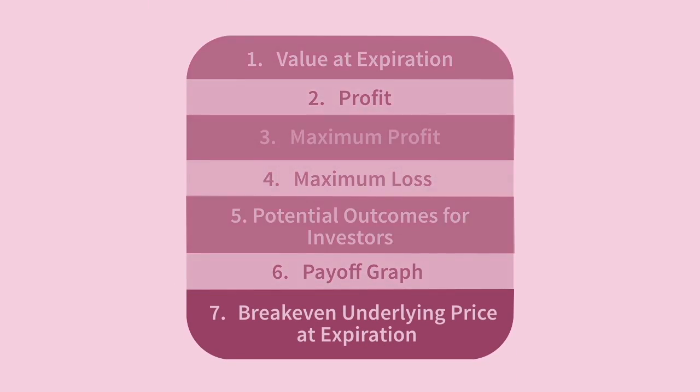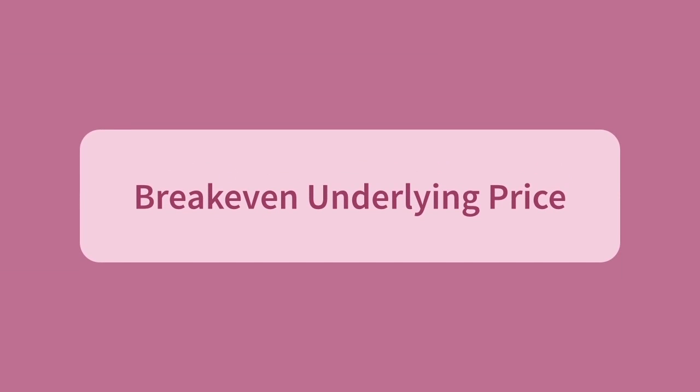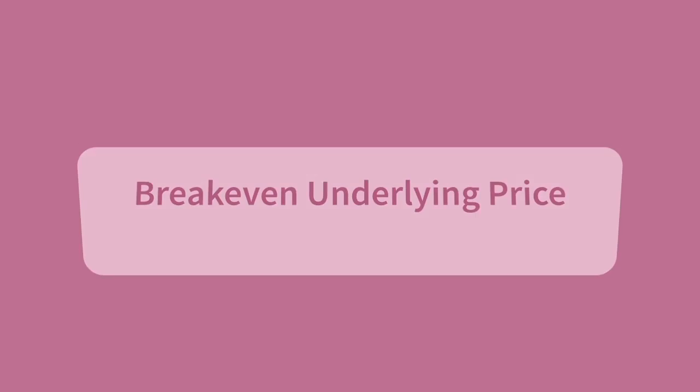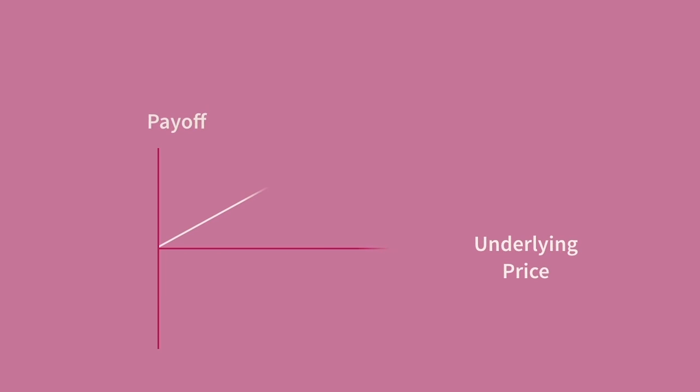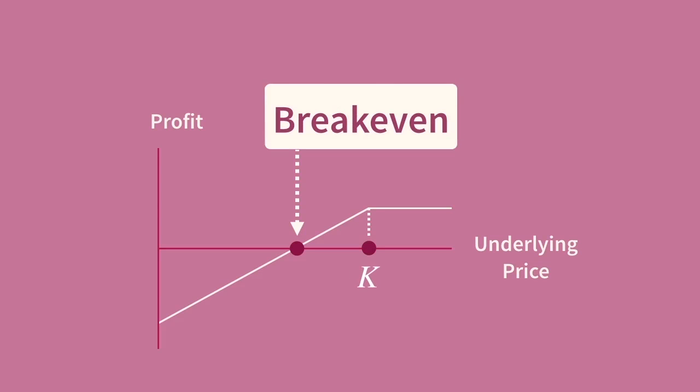Okay, now we're on to the break-even underlying price at expiration. Here is the payoff graph for a covered call again. The first thing we need to do is account for cost and change this from payoff to a graph of profit. Now this is the point we're interested in, the point where profit is 0. Notice that this point happens at a point where the underlying price is lower than the strike of the option. So at break even, the call is actually going to be worthless.